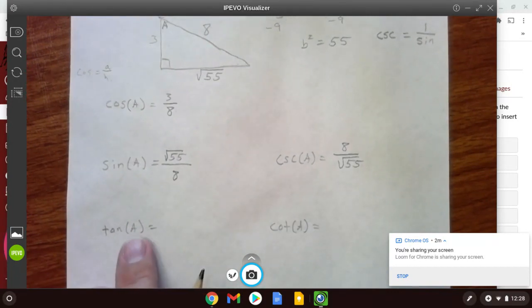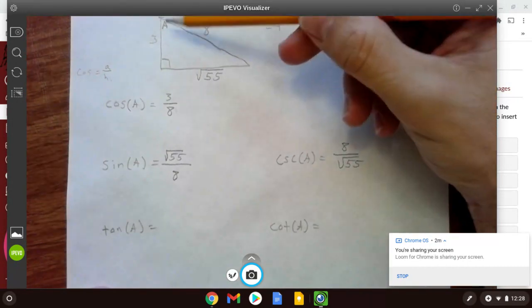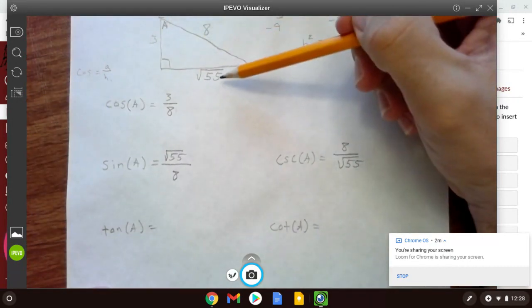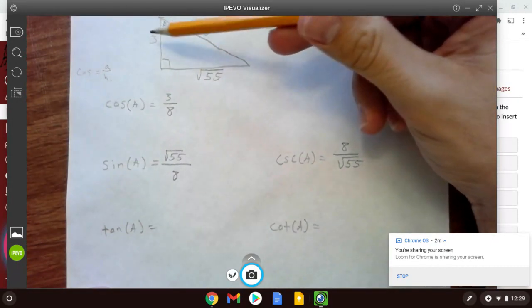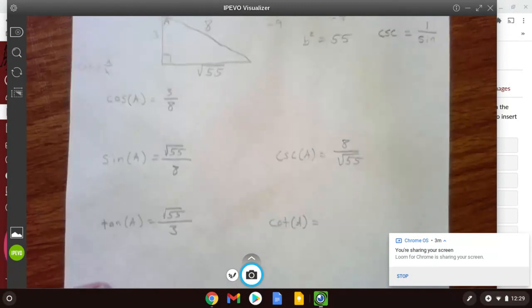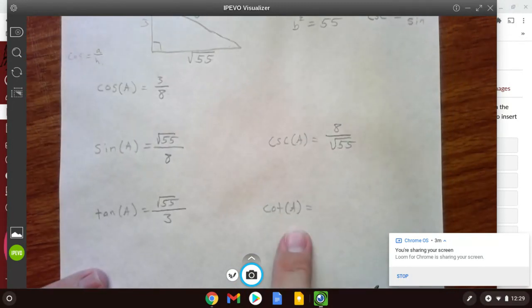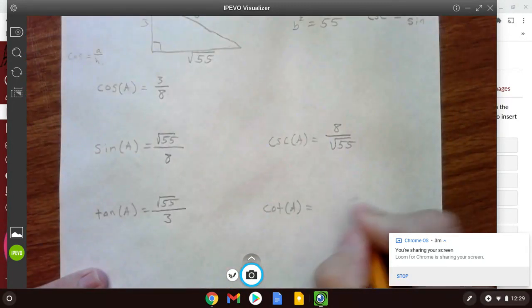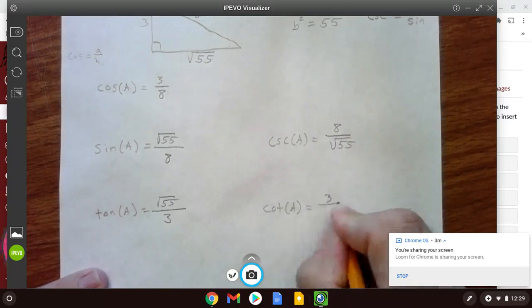Tangent, that is opposite over adjacent. So from A, opposite's going to be root 55 over adjacent is 3. So root 55 over 3. And then cotangent is the flip of this. So we're going to get 3 over square root of 55.